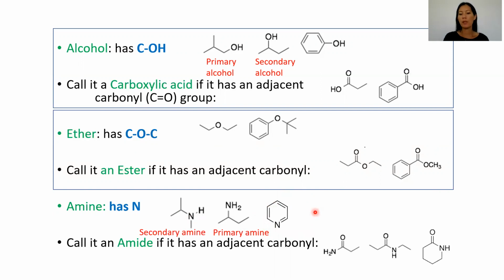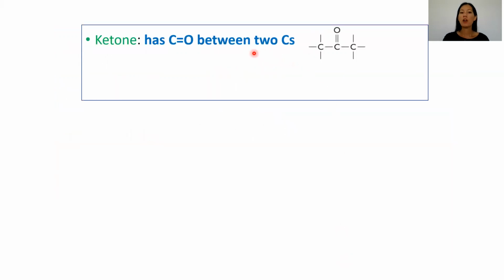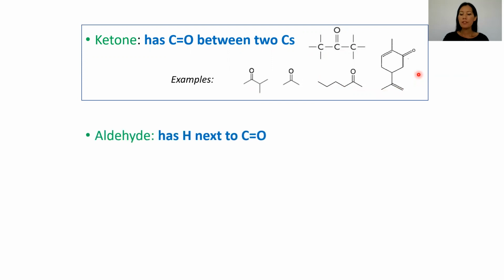If there's an adjacent carbonyl, similar to what we were doing in the previous examples, we call that an amide. This sort of amide group here, this amide bond here, is present in amino acids. That's the main linker, linking amino acids to give protein chains. Okay, a ketone has a carbonyl, but between 2 carbons. Acetone here is a classic example that's found in nail polish. Here are some other examples. If instead of a carbon you have an H, we call that an aldehyde.